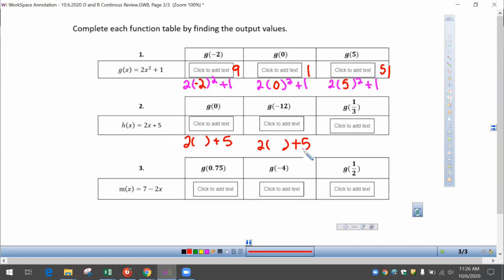All right? Let me know if you have any questions, comments, or concerns. Hopefully this clears up any misconceptions on function notation.